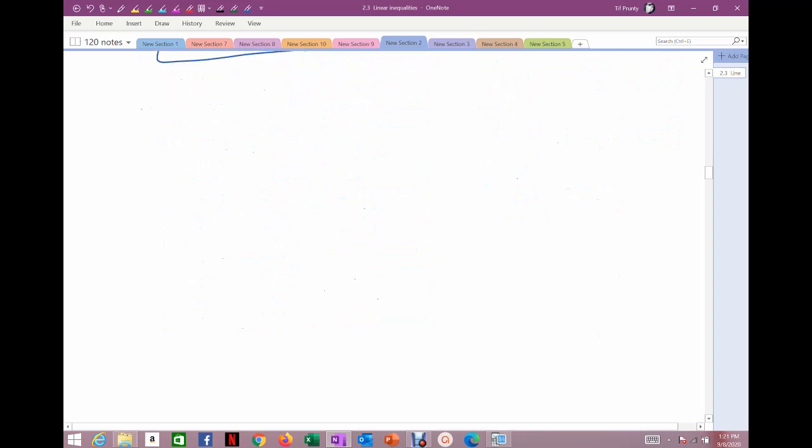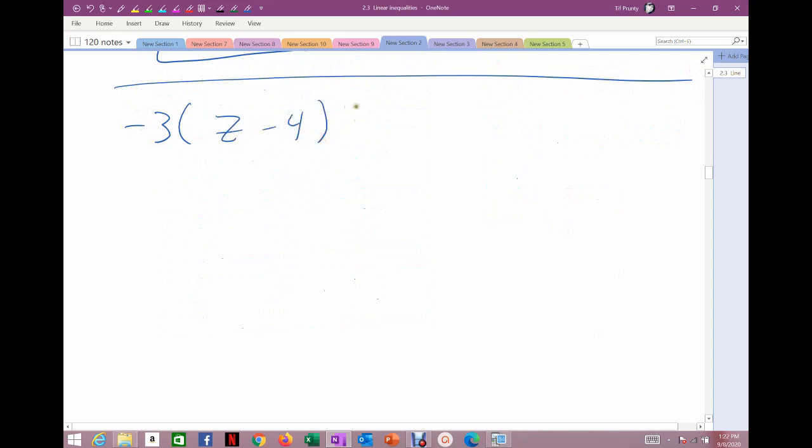Next example. Negative 3 times z minus 4 is greater than 2 times 1 minus 2z. Alright, so there's a couple ways you can do this. I think it's just easier if you go ahead and distribute. So we're going to distribute the negative 3, distribute the positive 2.